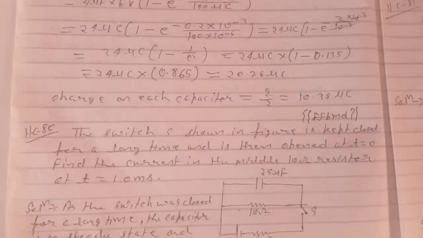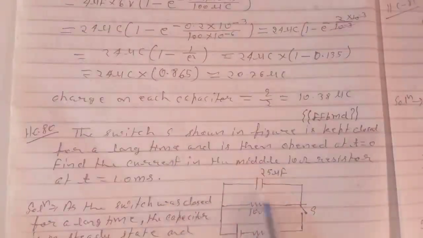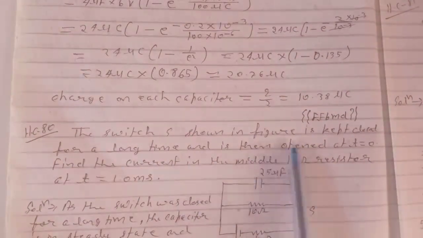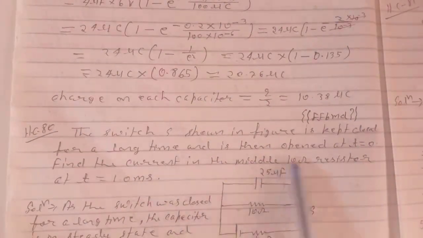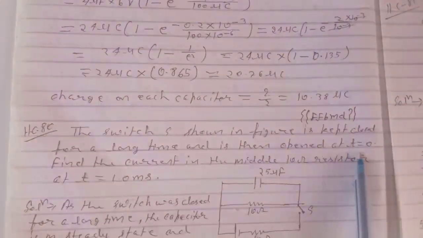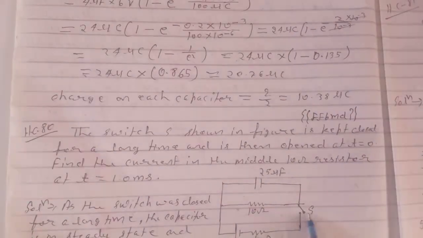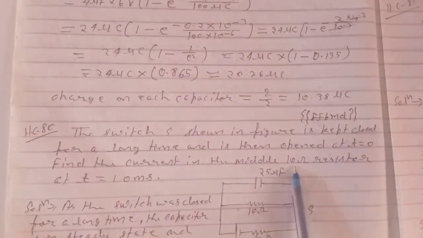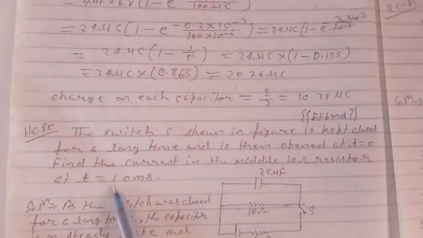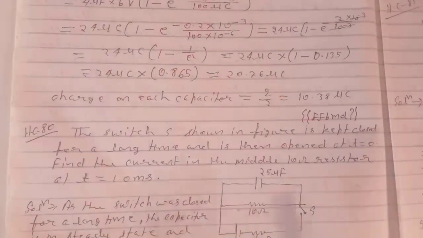Next question. The switch S shown in the figure is kept closed for a long time and is then opened at t equal to 0. Find the current in the middle 10 ohm resistor at t equal to 1.0 millisecond.